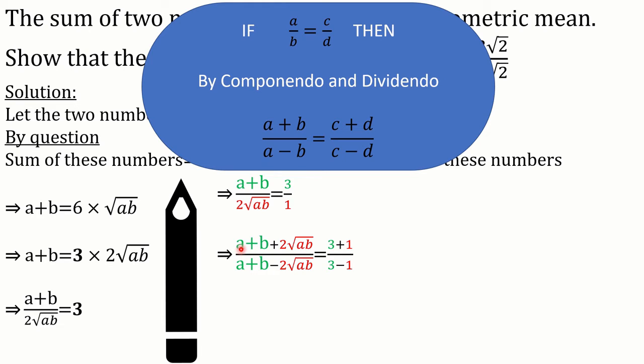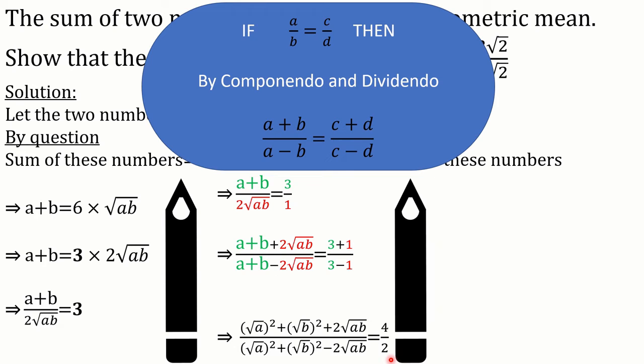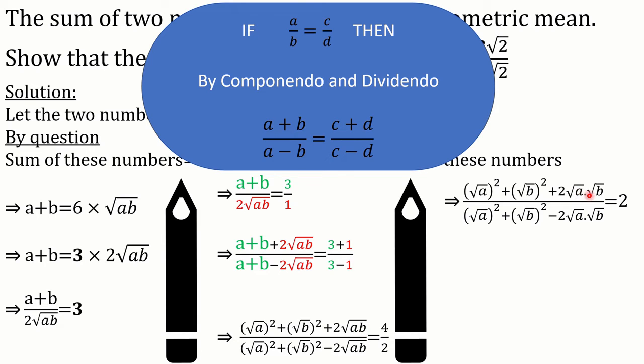Again, this a means (√a) whole squared. b is (√b) whole squared. The same concept has to be applied in the denominator as well. In the right hand side, 3 + 1 is 4 and 3 − 1 is 2. After this, √(ab) can be written as √a into √b. Same thing in the denominator. 4 over 2 is 2.